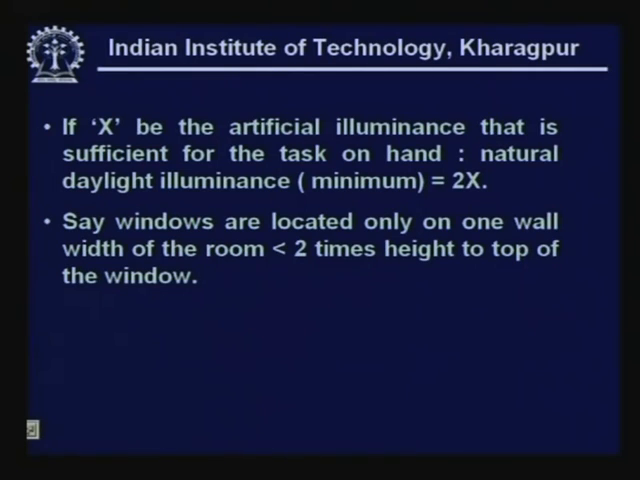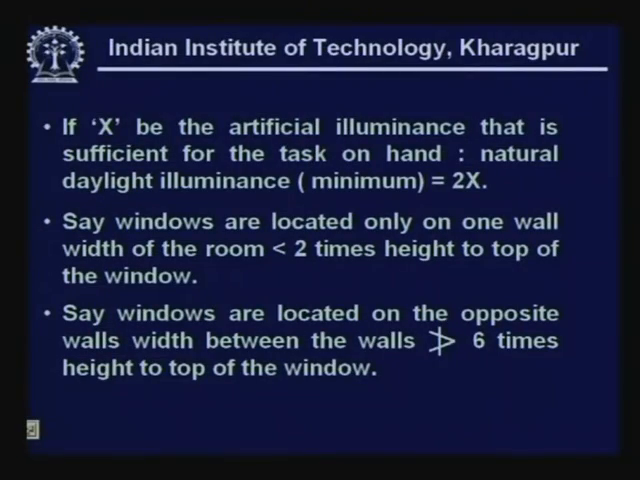So, if that be the case, if one has windows located only on one wall, the width of the room should be less than 2 times the height to the top of the window. Let us say the top of the window is located at 5 feet, 2 times that is 10 feet. So, the room width should be around 8 feet.